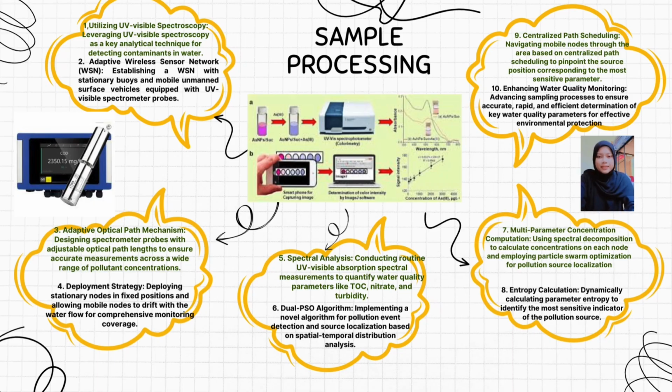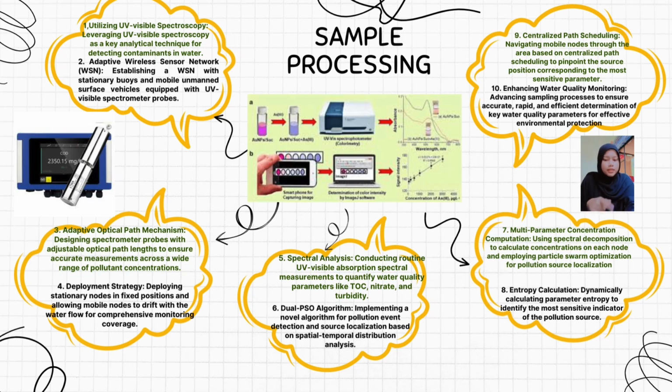Okay, my part is the sampling process. The sampling process for water quality monitoring in drinking water source areas uses an adaptive wireless sensor network, WSN, with UV visible spectrometer probes. These networks include stationary buoys and mobile unmanned surface vehicles. All equipped with spectrometer probes that can adjust their optical path length for reliable measurements across various pollutant concentrations.